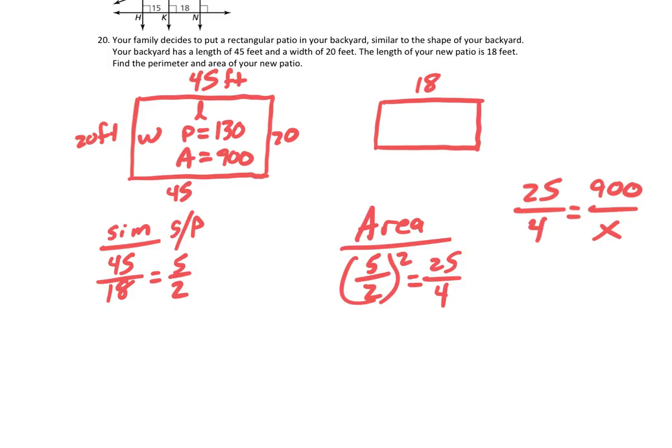They don't just come right out and give me the perimeter and area, but you should be able to do that pretty quickly. Perimeter is distance around, area is length times width.